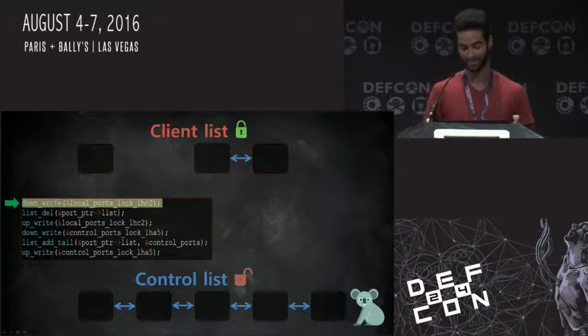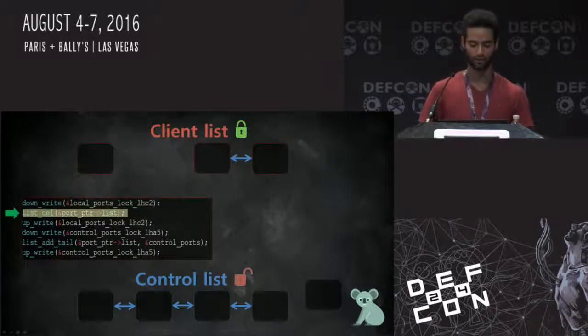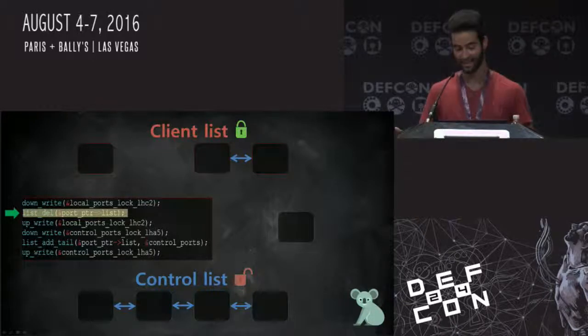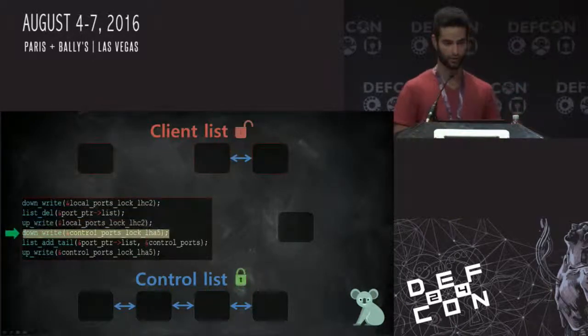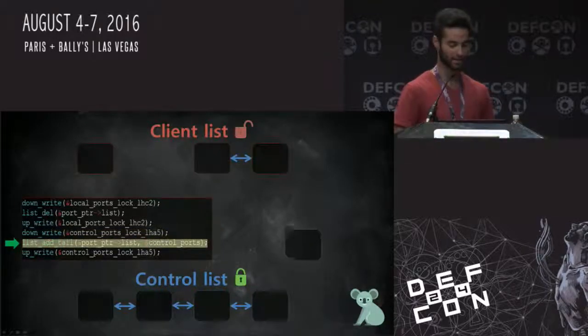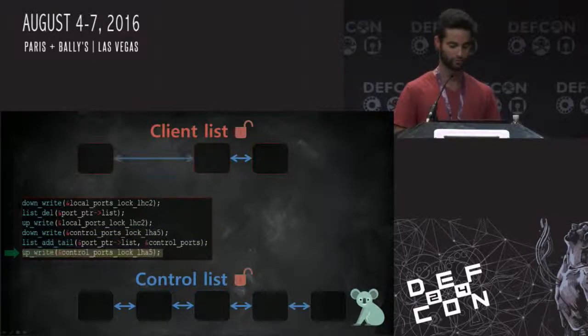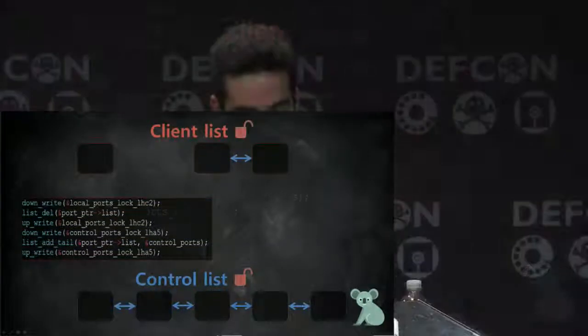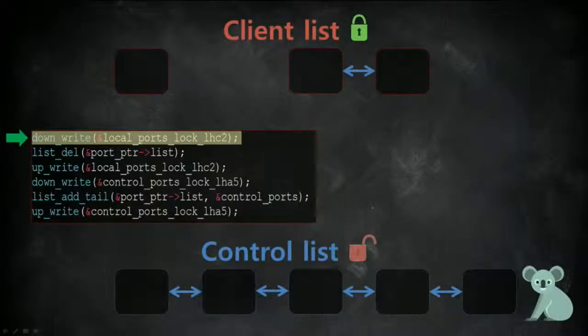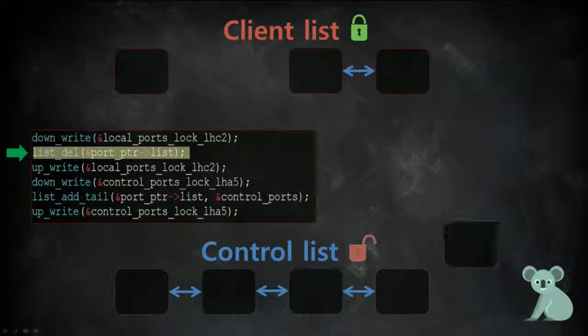So we lock the client list. We take the object out from its list, which is not the client list. We unlock the client list. We lock the control list. We put the object back, and we are unlocking the control list. So for those of you who missed, even though we take a lock on the client list, we are modifying the control list without locking.